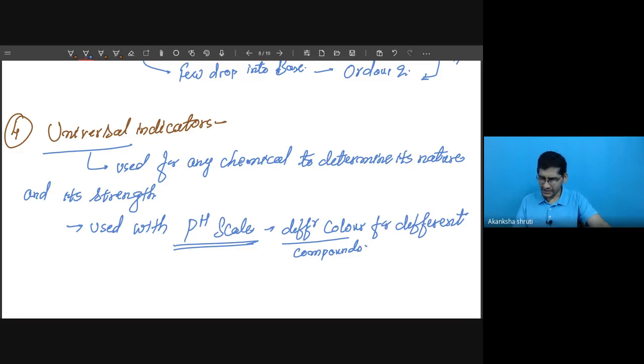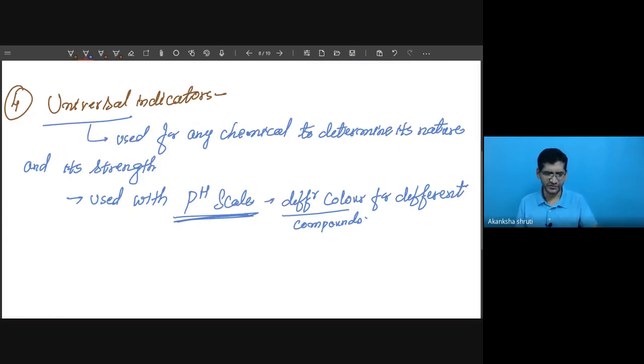So that scale or that color is compared with this universal indicator. Rather than the red litmus and blue litmus, on this single paper a variation in color is obtained. Then which kind of variation is occurring, in which scale is there? Such papers are available. You just dip it, and that particular color will appear on that paper. So that indicator is called the universal indicator.